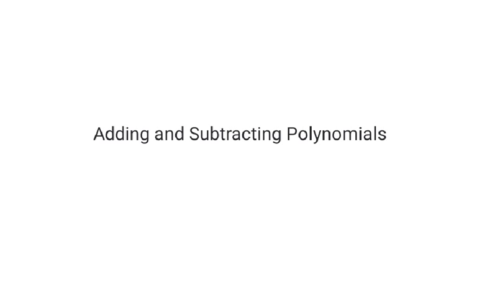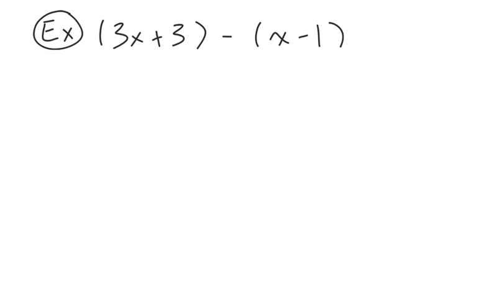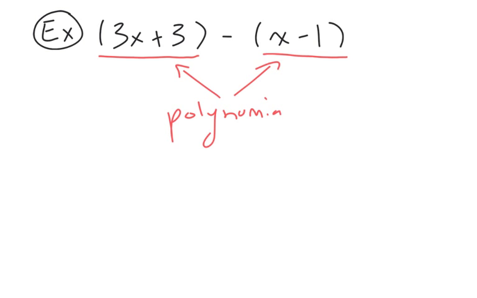In our last video, we looked at adding polynomials. Today, we'll be focusing on subtracting polynomials, which uses the exact same technique. In our first example, we're going to look at (3x + 3) - (x - 1). We have a polynomial over here, and we also have a polynomial over here. So let's go ahead and label this so that we remember what these terms mean.